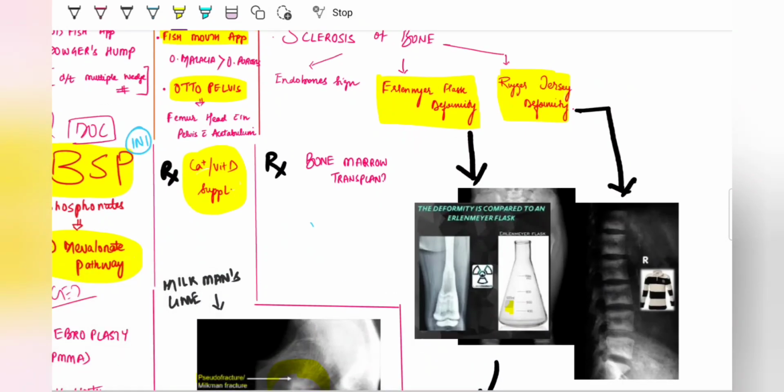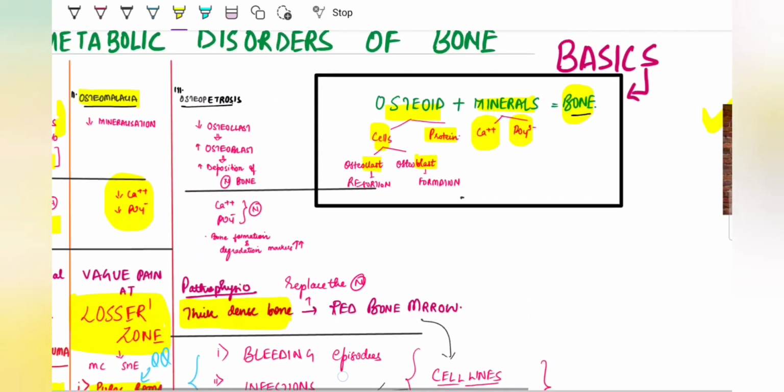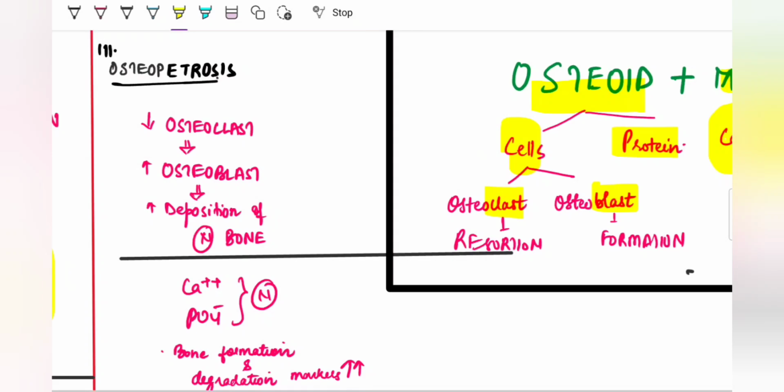Okay, the most common site being pubic rami, there's decreased mineralization, and the treatment will be calcium and vitamin D supplementation. Okay, the third disease which we are studying is osteopetrosis. In osteopetrosis, mineralization is okay, but the defect is with the cells. There's decreased osteoclast function.